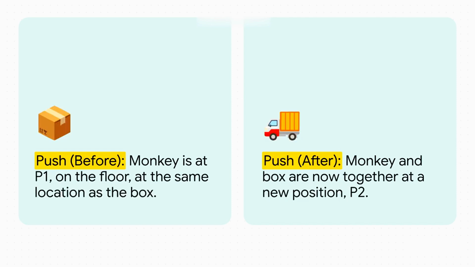Next up, we've got push. Now this one's a little trickier because it has a condition. The monkey has to be on the floor and at the same exact location as the box. If that's true, then it can push the box somewhere else. And in the after state, you can see both the monkey's and the box's locations have changed together.